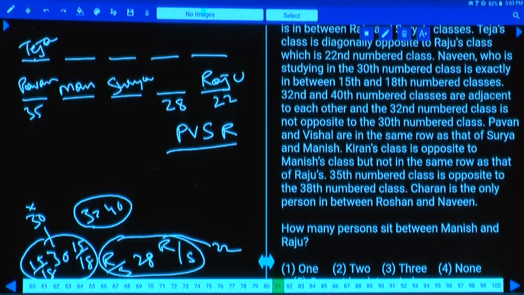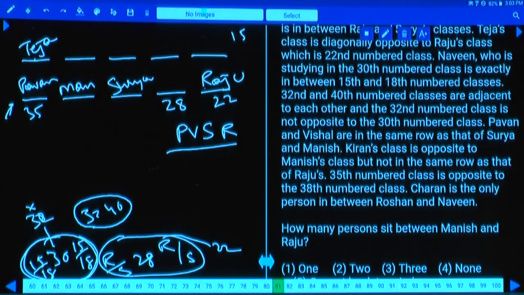Then 32 and 40 are opposite to each other. Now 15, 30 and 18 must be together. As they must be together, can we have 15, 30 in this row, the second row? Not possible, as 15, 30 and 18 cannot be here. Hence 15, 30, 18 must be at this place. Done with this? As 15, 30 and 18 were at this place, again 32 and 40 are opposite to each other.